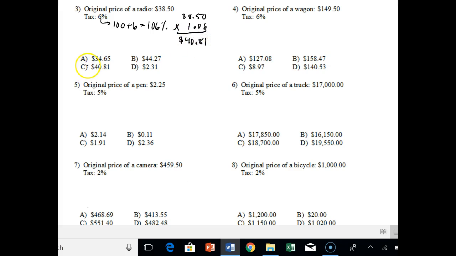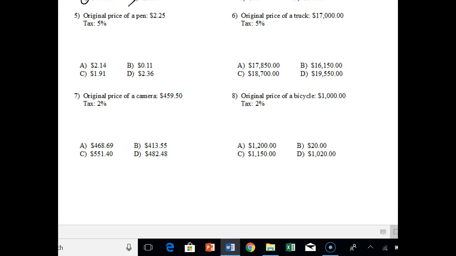$40.81. I also want to point out on this one that really there's only 2 answers that could possibly make sense, right? C and B. A is less than $38.50, and we know taxes mean our price is going to be more than the original price, so that doesn't make sense. And D, $2.31, is maybe what the tax itself is actually worth, but not the total sale price at the end. So there's no way those two work out.